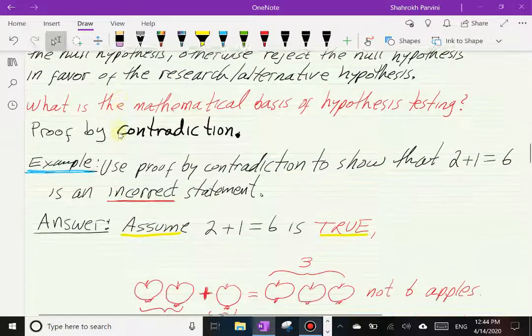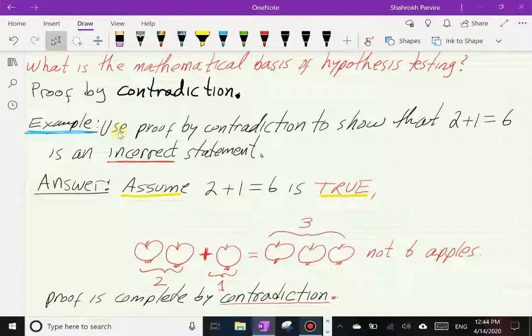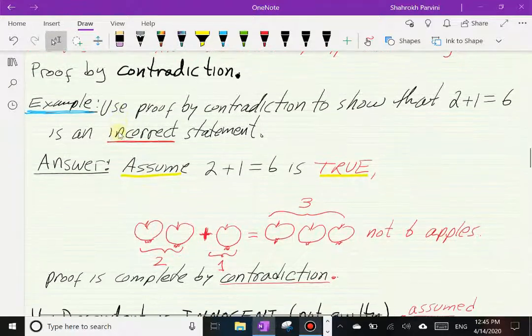So here's what I've done to keep it simple. If I grab 2 apples, and then I grab another apple, and I combine them, I should get 6 apples, shouldn't I? So why is it that when I add 2 apples and another apple, I get 3 apples? That doesn't look like 6, does it? So I can say at this point that I have reached a contradiction. This contradicts our supposition, what we assumed to be true. And that's a very basic idea of proof by contradiction.